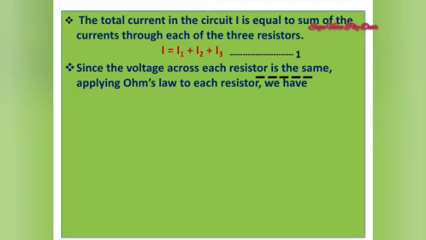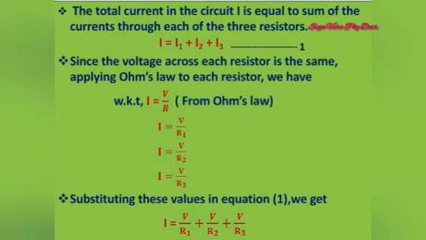Since the voltage across each resistor is the same, applying Ohm's law to each resistor, we have from Ohm's law I equals V divided by R. So I1 equals V divided by R1, I2 equals V divided by R2, I3 equals V divided by R3. Substituting these values in equation number 1, we get I equals V divided by R1 plus V divided by R2 plus V divided by R3. Here V is a constant, the potential difference, and I and R are variables.